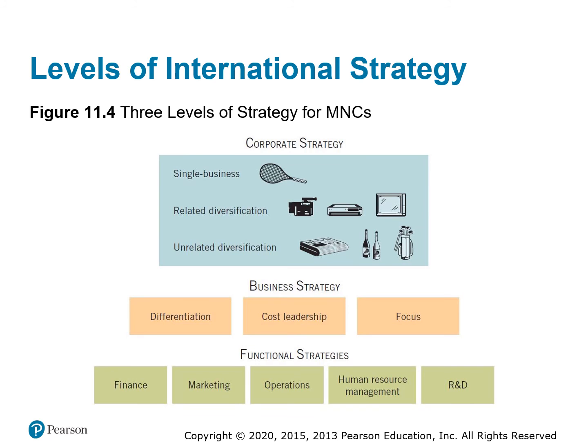There are three levels of corporate strategy for multinational corporations. As shown in figure 11.4, these three levels are corporate strategy, business strategy, and functional strategy.